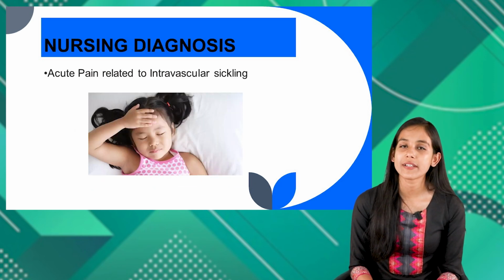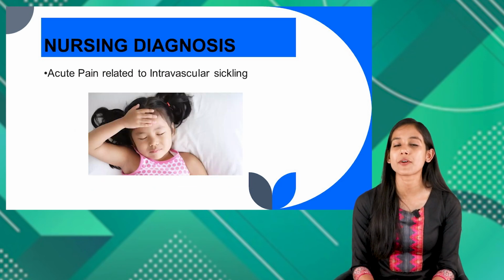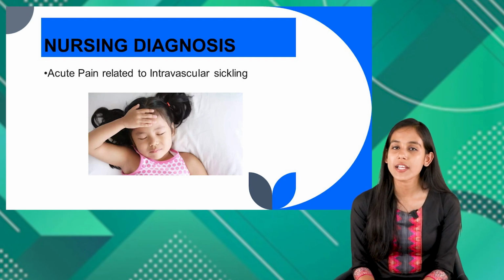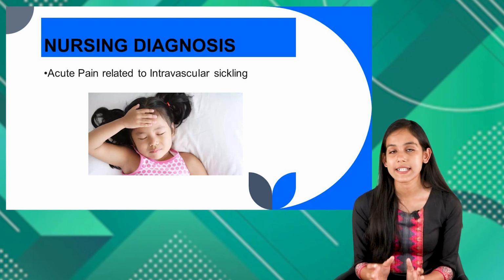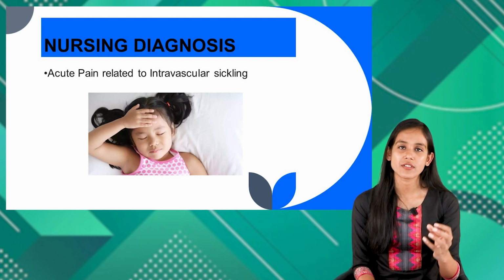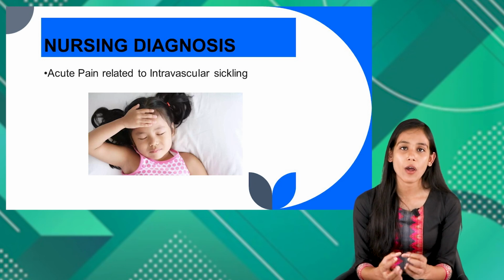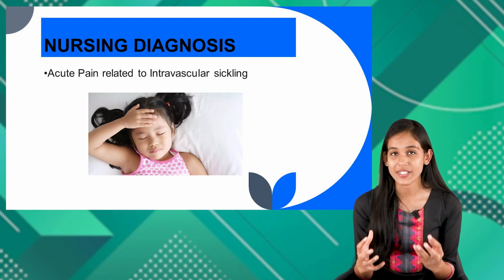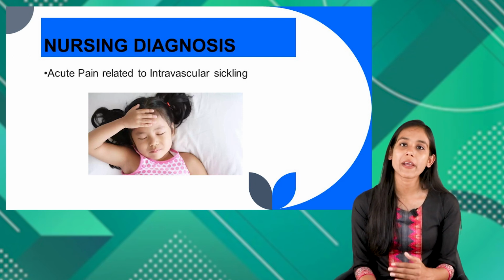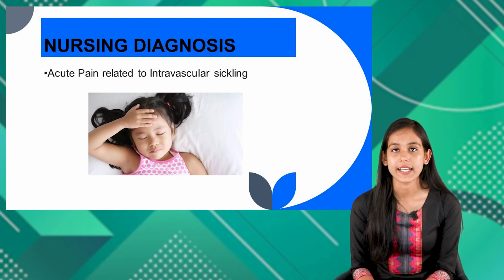Next, we would move on to the nursing management. So first we would discuss the nursing diagnosis. The first thing would be acute pain related to intravascular sickling, because these RBCs would get clogged, right, in the blood vessels, and because of that the child will have extremely severe pain. So acute pain related to intravascular sickling. Here we would only discuss the nursing diagnosis and the related factor. You can add the evidence factor based on the patient's condition.